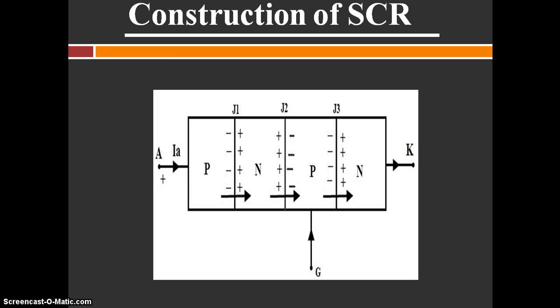It consists of 3 terminals: anode, cathode and gate. Anode is positive, cathode is negative. Then it consists of PNP and NPN transistors. It consists of 3 junctions, J1, J2 and J3. It is a 4-layer PNPN device, a prominent member of the thyristor family. It consists of 3 diodes connected back to back. It is also called two complementary transistors.